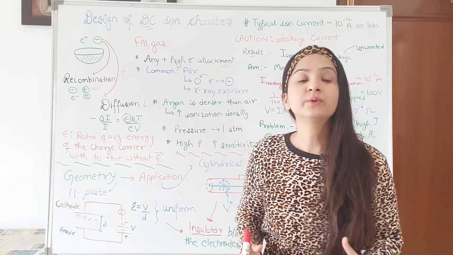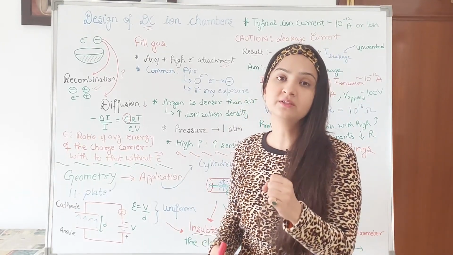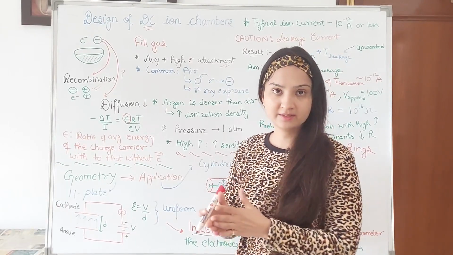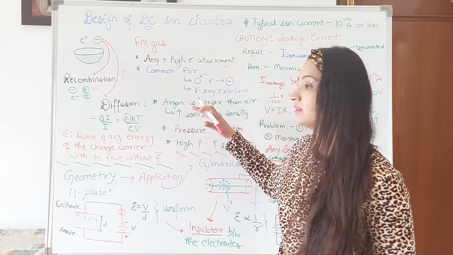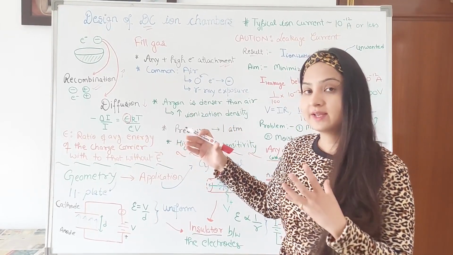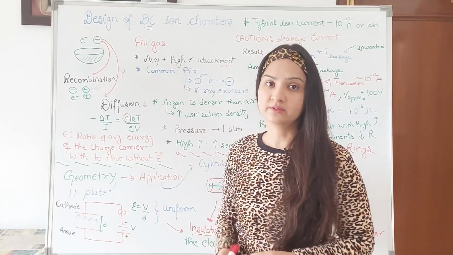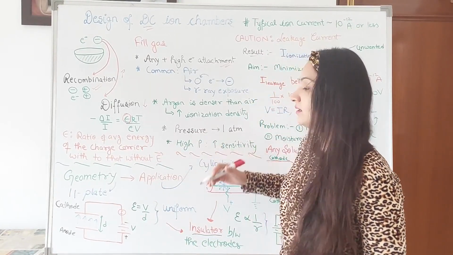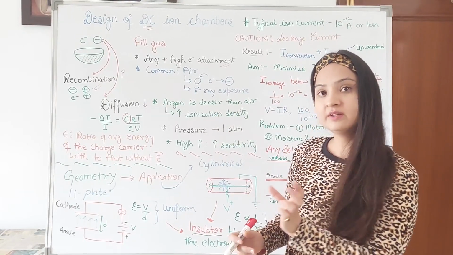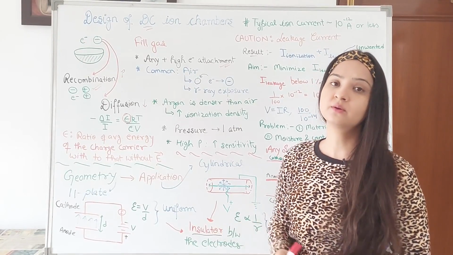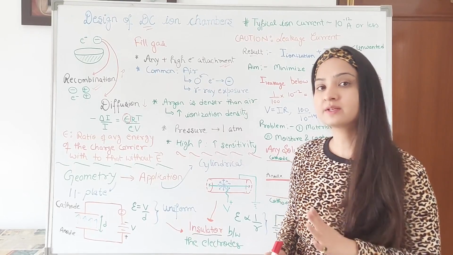And if you want to increase the sensitivity of your ionization chamber, that means that you need to increase the amount of ionization current that you are getting from the chamber. You have to increase the pressure. So how to increase the pressure, we'll be talking about this aspect in our subsequent videos. For now, you need to know that increasing sensitivity means you have to increase the current obtained from the ionization chamber, and for this you will eventually increase the wall thickness. We'll be talking about these aspects later on.